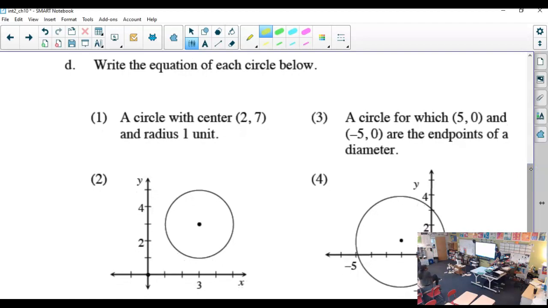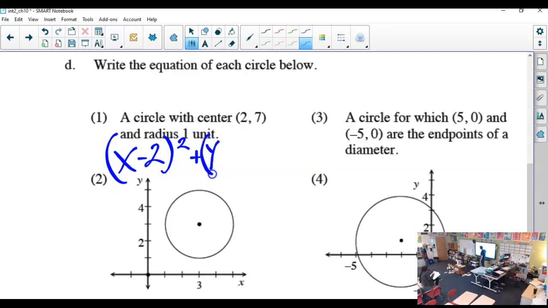(x - 2)² + (y - 7)² = 1². That's an interesting equation. Just equals 1. (x - 2) quantity squared plus (y - 7) quantity squared equals 1.